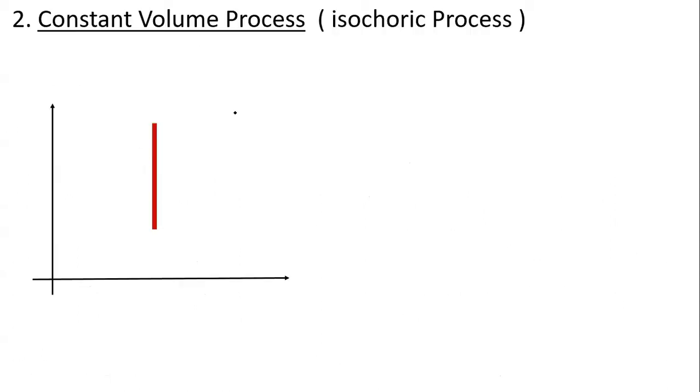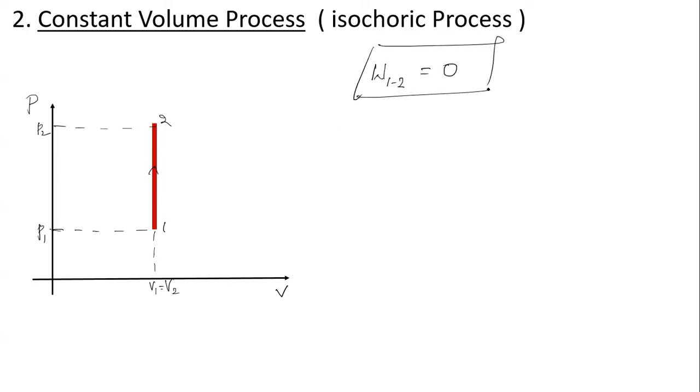The next process is constant volume process. We take a change of state from 1 to 2. Corresponding volume here is V1, that is constant. V1 is equal to V2. Corresponding, it is PV diagram. Corresponding pressure here is P1, and this is corresponding pressure here, it is P2. And we know for a constant volume process, work done is 0.